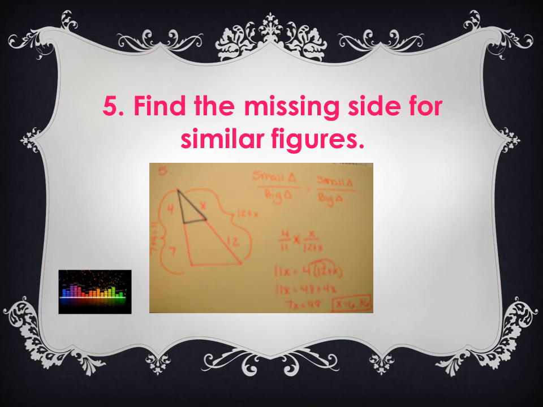We set 4 over 11 equal to x over 12 plus x. Then we cross multiply. 4 times 12 plus x equal to 11 times x, giving us 11x equals 4 distributed into 12 and x, giving us 48 plus 4x. We subtract 4x on both sides, giving us 7x equals 48. Then we divide by 7 on both sides, giving us x equals 6.86.